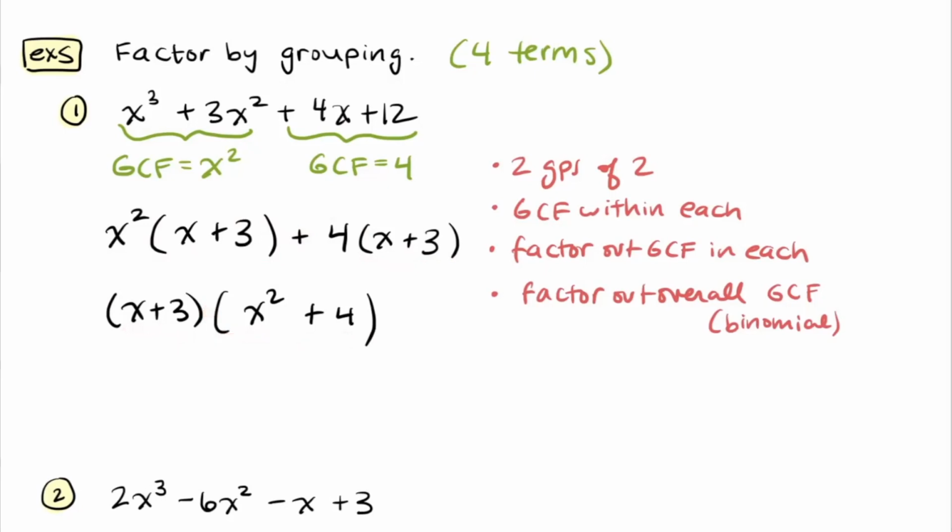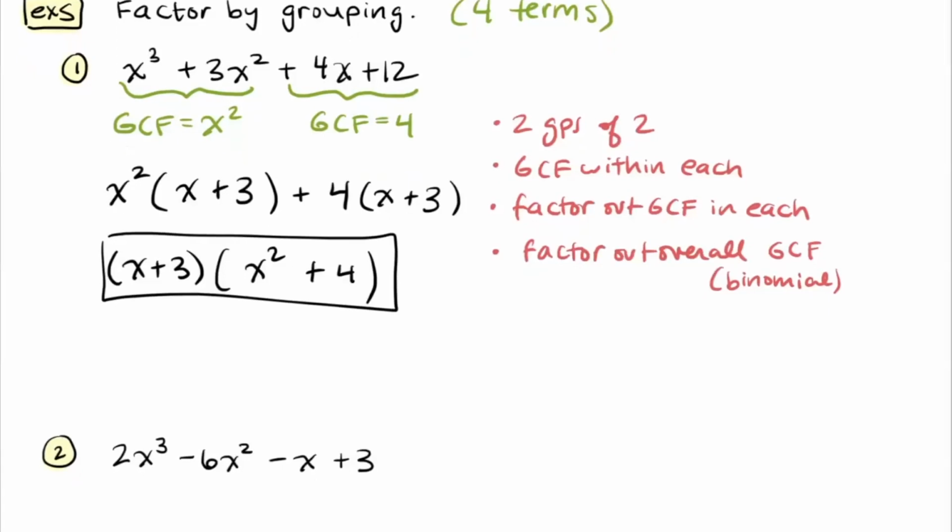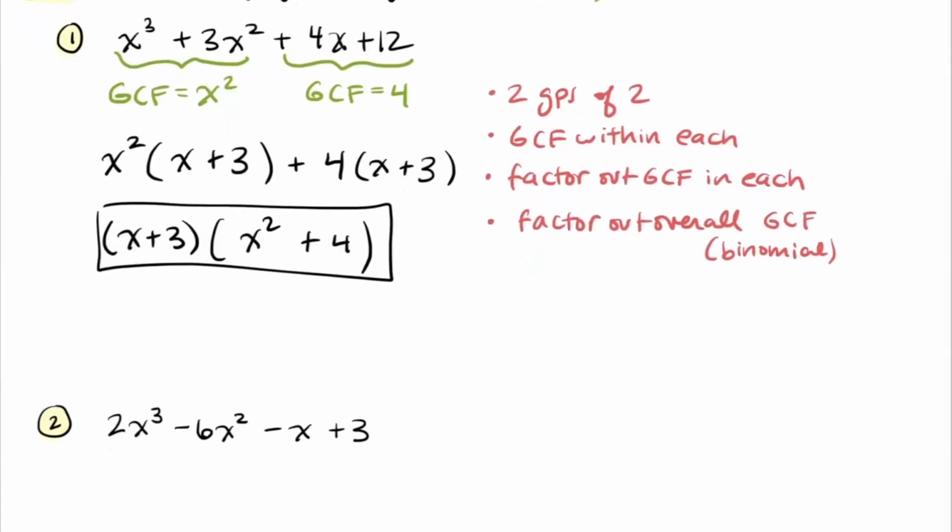Now often this won't really be able to be factored further. Here we've got two terms, sum of two squares, not factorable. Here we've got x to the first, and so that's not factorable either. So here's the factorization of this. Okay, number 2, we've got 2x to the third minus 6x squared minus x plus 3.